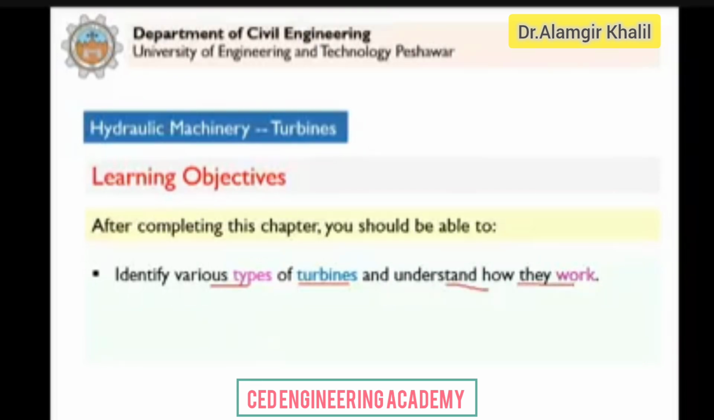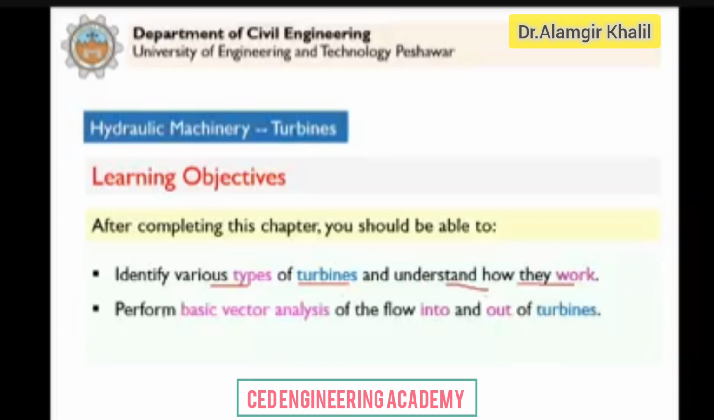So just like we studied about pumps in the previous lecture, in this class, we will study about the other important category of hydraulic machinery, that is turbines. So we will study what is a turbine, what are the different types of turbines, and we will understand how they work. You will be able to perform basic vector analysis of the flow into and out of turbines.